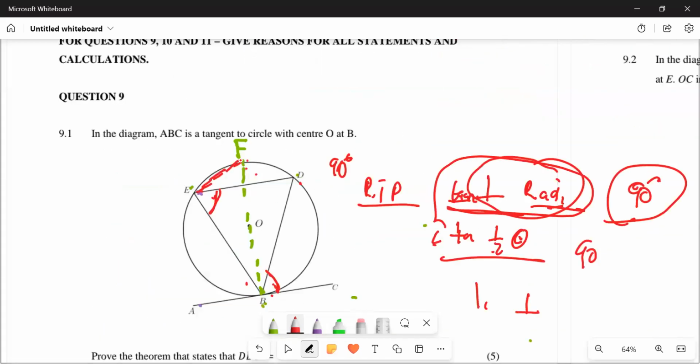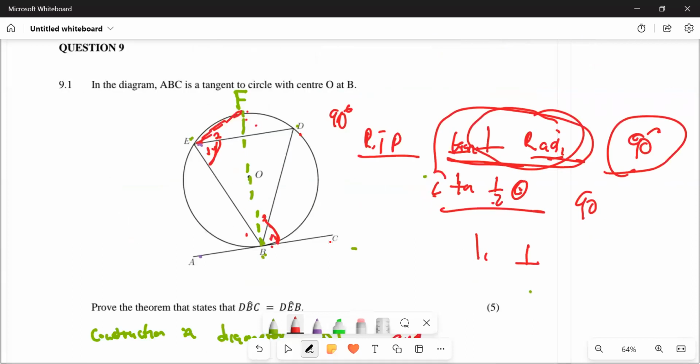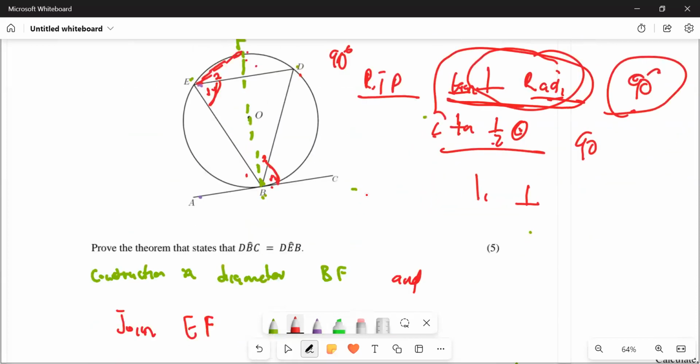Now look at this here. You have this angle here, and then you can call this one E1 and this one E2 so that it becomes a little bit simple. And then you can also call this one B1, and this one B2. Then you can start to work, once you're done with your construction.